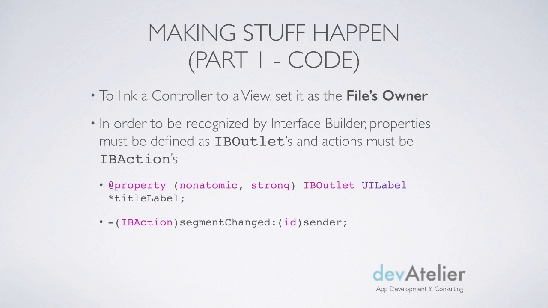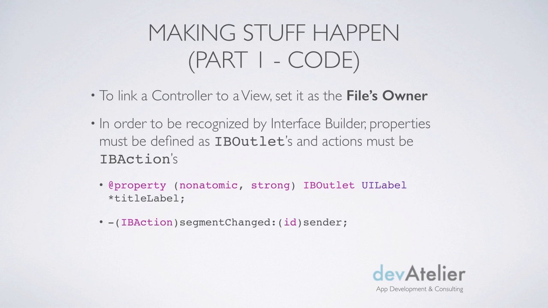So to make that happen, we have to give the code a bit of information, like some tags that Interface Builder can read, and then we need to let Interface Builder know what it's reading from. So how do we let it know what it's reading from?